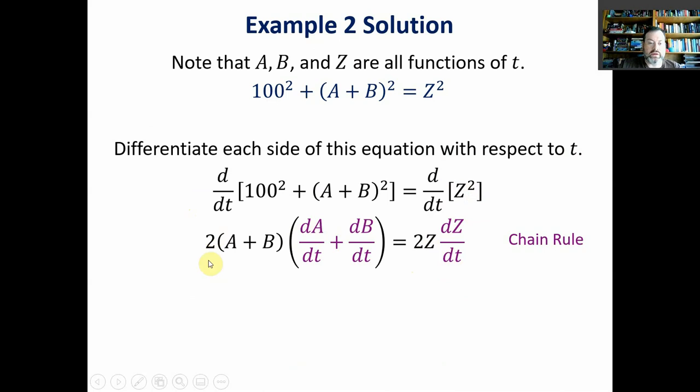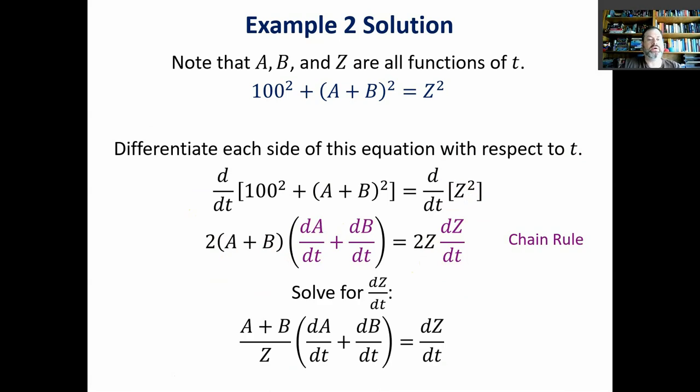So do we know all of these quantities? We know this, we know this. We're trying to find this. We do not know a, b, and z. So now we need to look at what we have and find any remaining quantities. I went ahead and solved it for dz/dt. It doesn't matter if you do it this way or not. This is just the way I like to do it. But you can see that we need a, b, and z. So let's go get them.